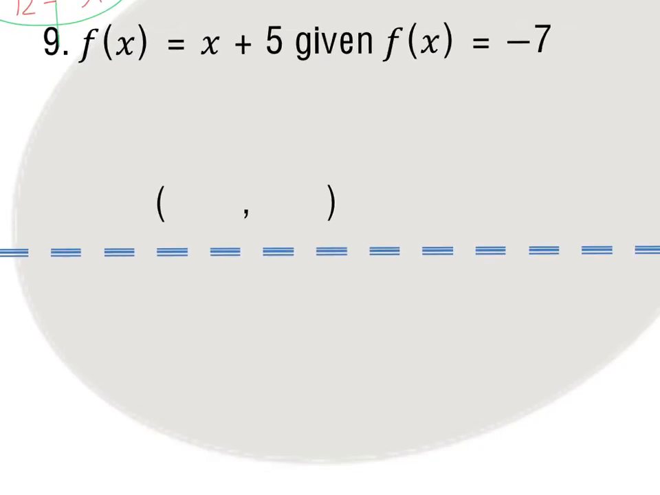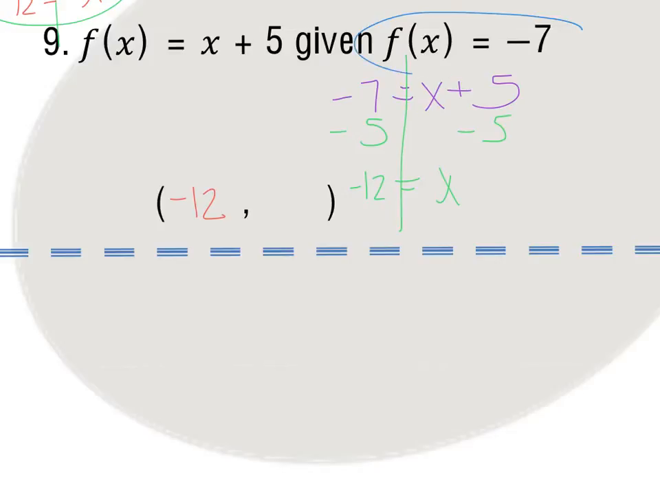So then lastly, number 9, f of x equals x plus 5, given that f of x equals negative 7. So we know that we're going to rewrite this as negative 7 equals x plus 5. So we're going to solve to get x by itself. So we're going to minus 5 from both sides. So we get x equals negative 12. So that tells us two things. It tells us that our x value is negative 12. And since f of x was negative 7, we know that our y value is negative 7.